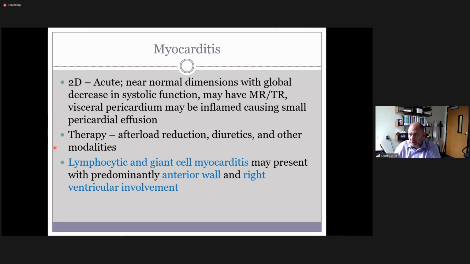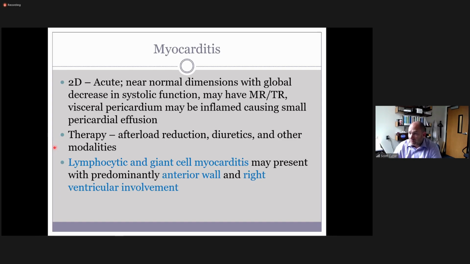In 2D, we're going to look for normal dimensions of the heart itself with global decrease in systolic function. They might have some regurgitation. Visceral pericardium may be inflamed, causing a small pericardial effusion also. So I would almost expect to see at least a little bit of fluid collection around the outside of the heart also. For therapy, they'll do afterload reduction with diuretics and other modes of therapy.